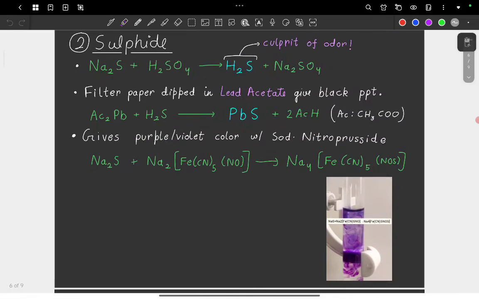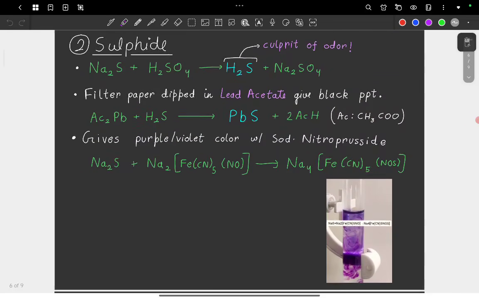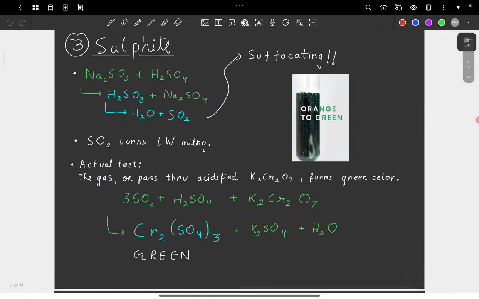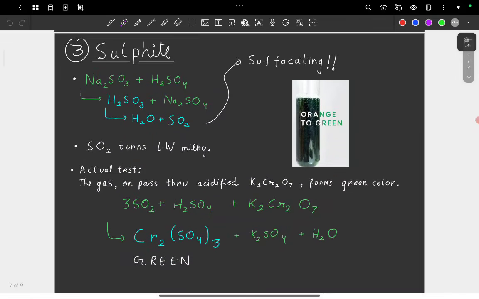I hope you have understood this. Please take a moment and note it down. Let's move on to sulfite. Now, how can we test for the sulfite ion?